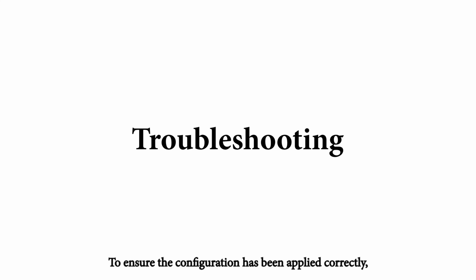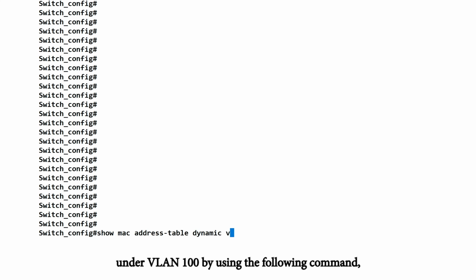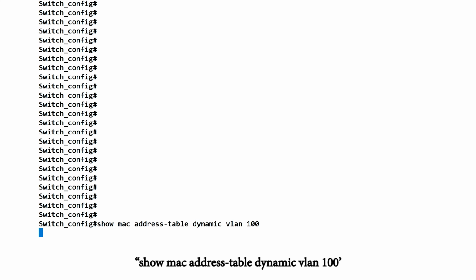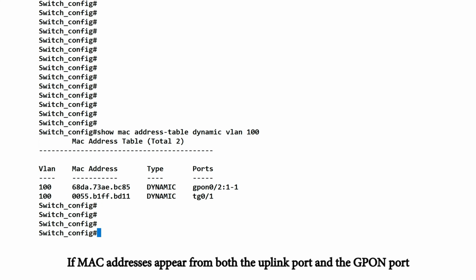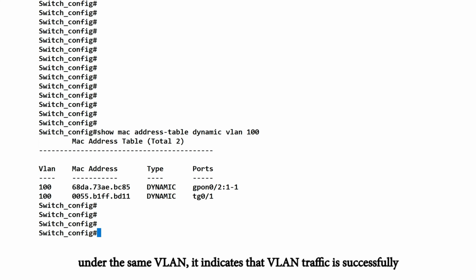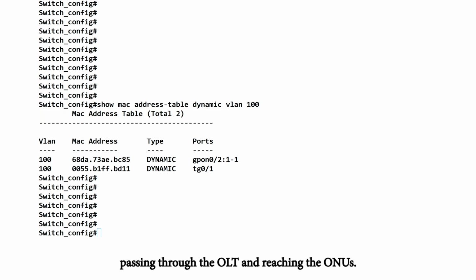To ensure the configuration has been applied correctly, verify the VLAN assignments and VLAN mapping. First, confirm whether MAC addresses are being learned under VLAN 100 by using the following command: show mac address-table dynamic vlan 100. If MAC addresses appear from both the uplink port and the GPON port under the same VLAN, it indicates that VLAN traffic is successfully passing through the OLT and reaching the ONUs.